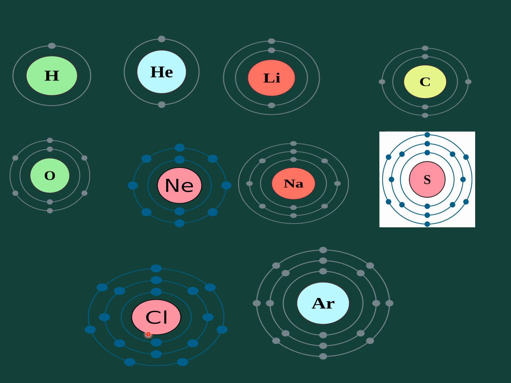Last example is argon having 18 electrons. So the electronic configuration is 2 plus 8 plus 8. The third orbit contains 8 electrons, fulfilling the octet law. So argon is also electronically stable. So far we have discussed 3 electronically stable atoms: helium, neon.